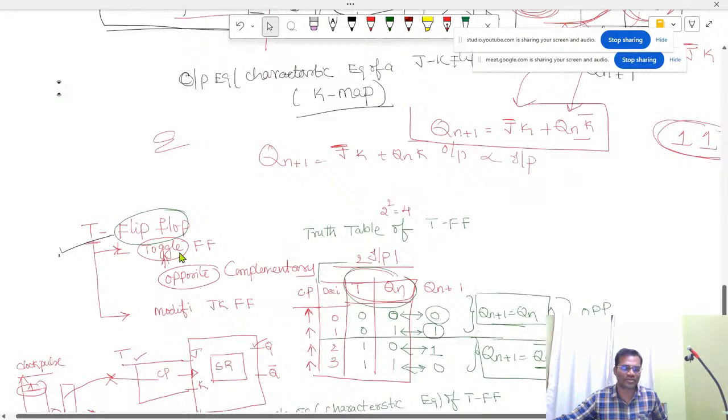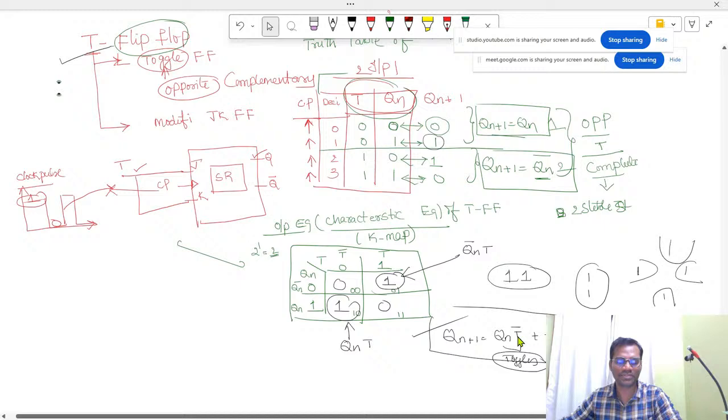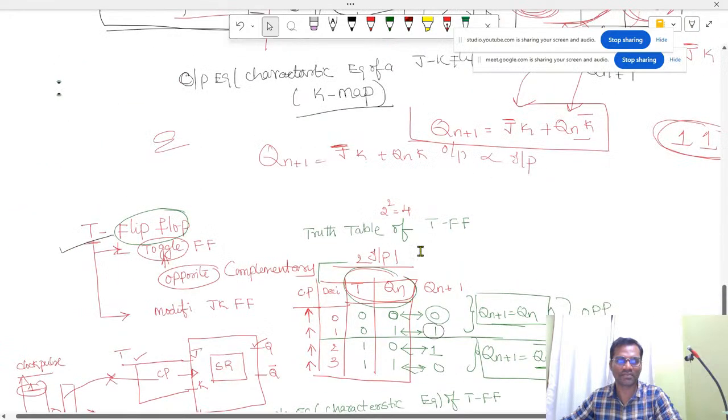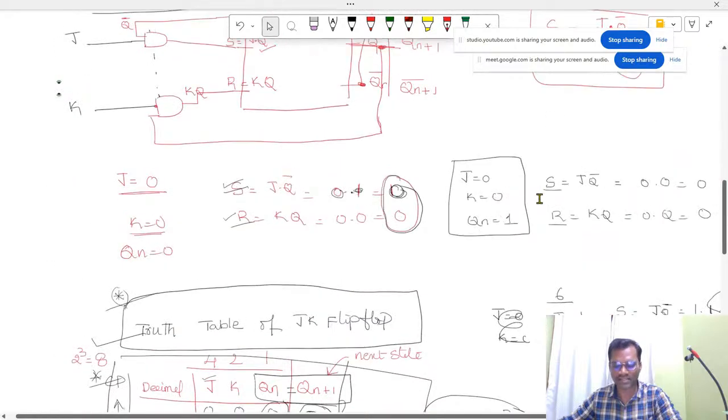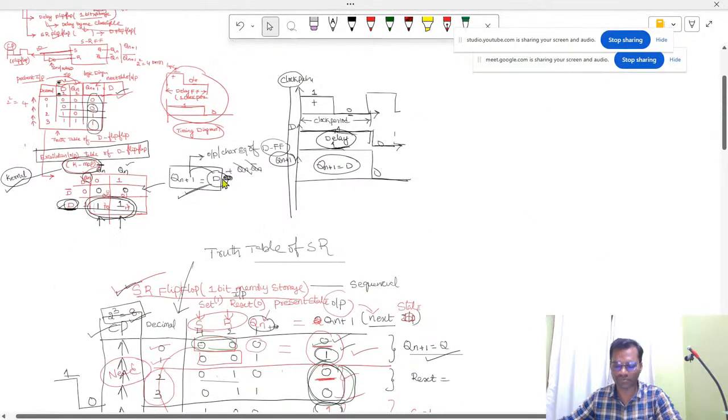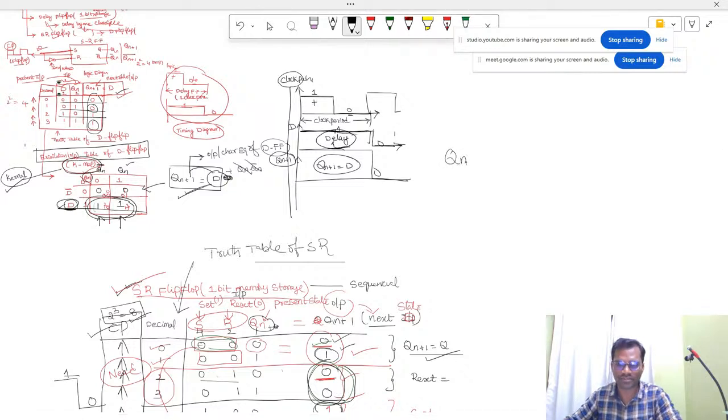After the SR flip flop, we discussed the T flip flop. This is the characteristic equation of the T flip-flop: Qn into T bar plus Qn bar into T. What is the characteristic equation of the JK flip-flop? J into Qn bar plus K bar into Qn. And what is the characteristic equation of a D flip-flop? Qn plus 1 is equal to D. What is the characteristic equation of an SR flip-flop? You should remember all these four, write them down in a box. It is S plus R bar into Qn.